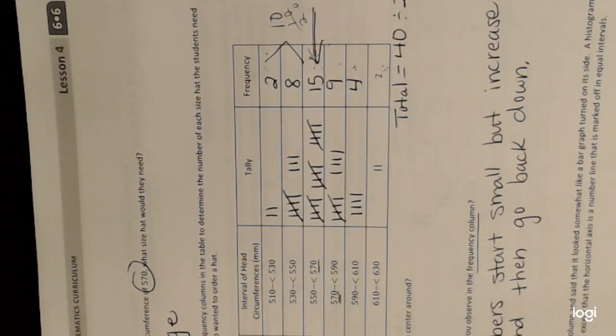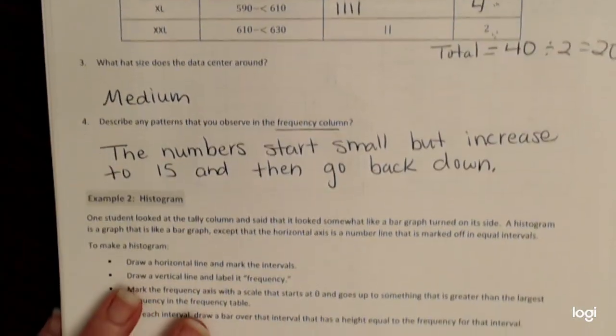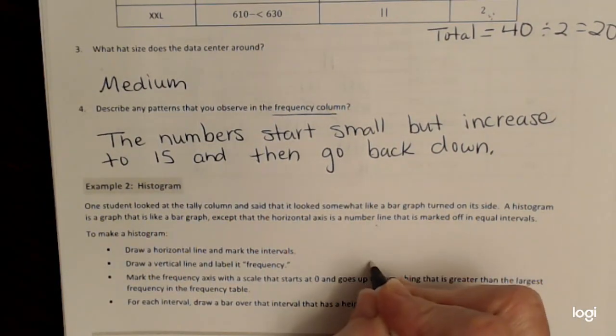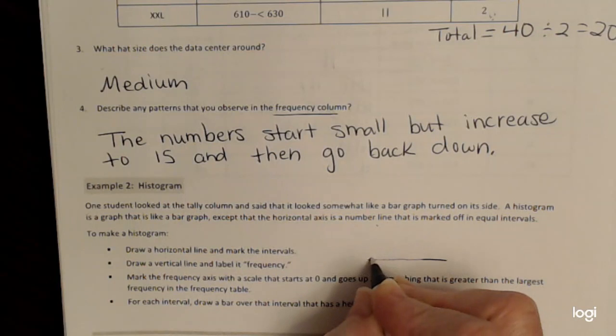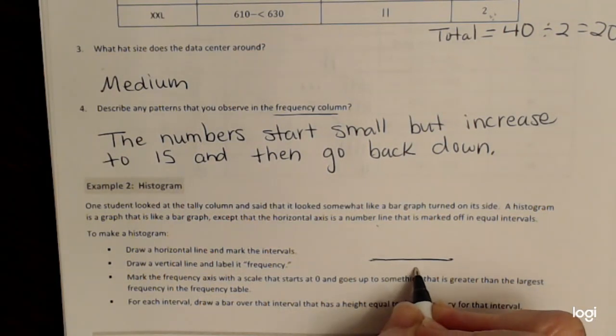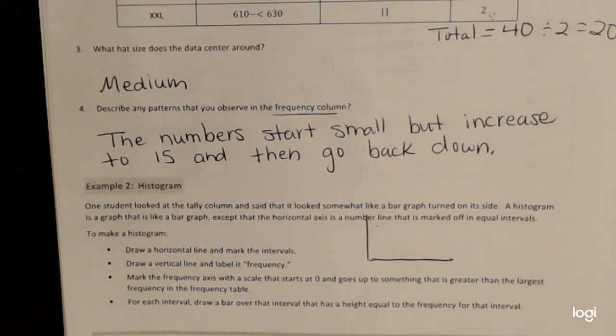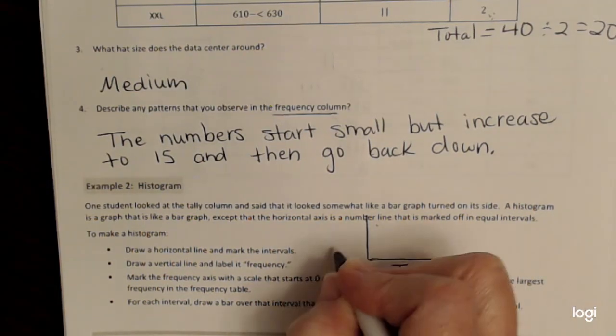And a histogram is going to be very similar to a bar graph. We're going to look at some bar graphs, and we're going to do something where it's going to go like this. This will be our horizontal line, and this is where we'll have our intervals, okay? And then up here we'll have what we call our frequencies, okay? So this will be our intervals, and this will be our frequencies.